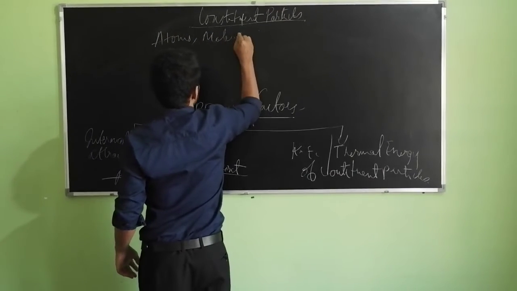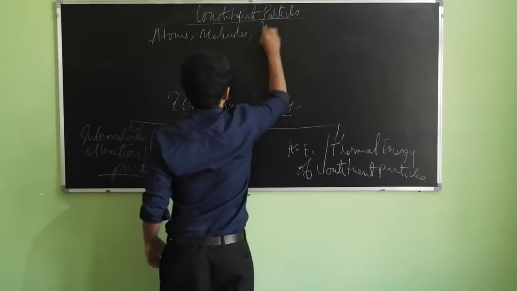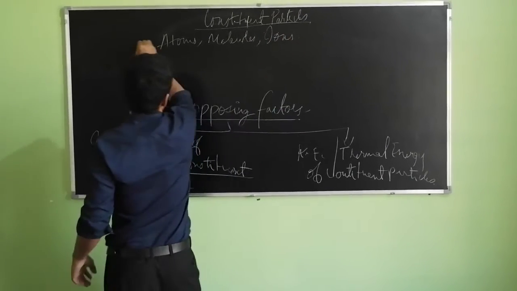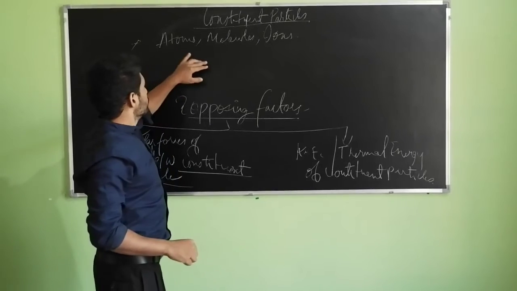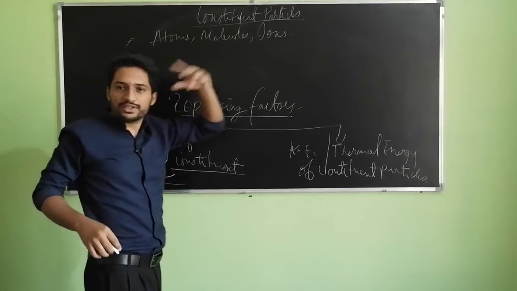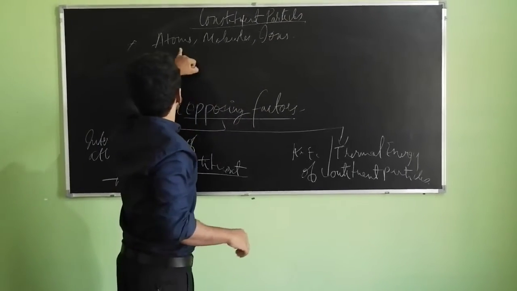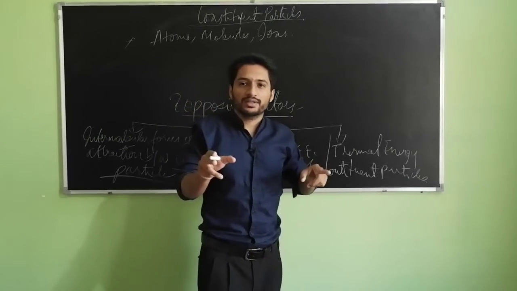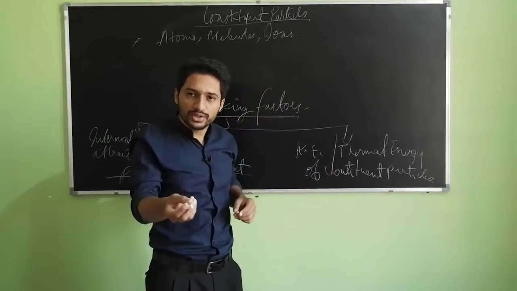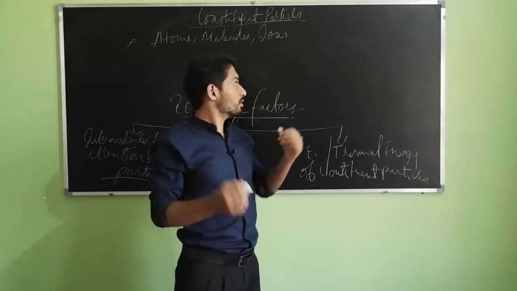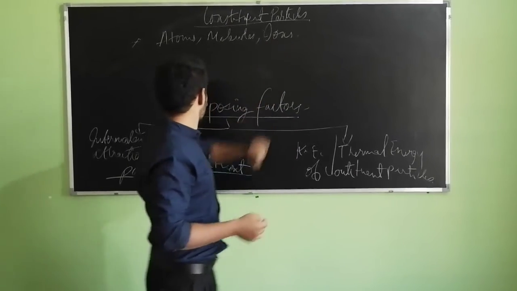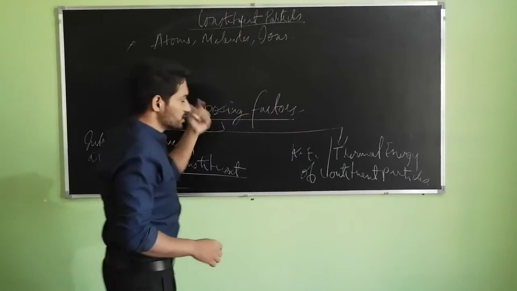molecules and ions. Alright. So atoms we already know, molecules are a combination of atoms, and ions is what we get when atoms ionize. So when atoms either lose an electron or gain an electron, they give ions. Alright. So what are these two opposing factors?